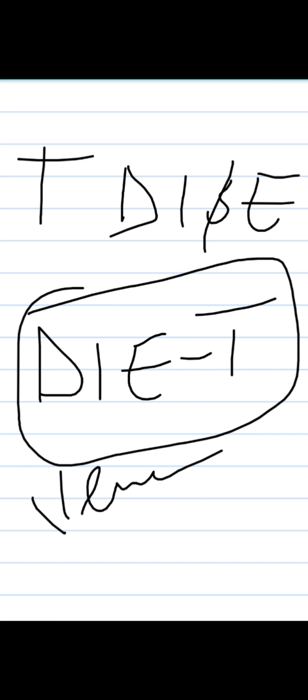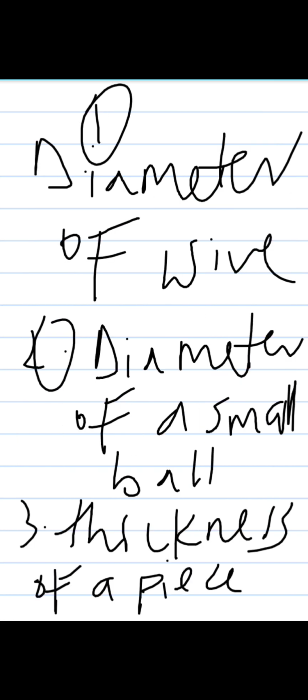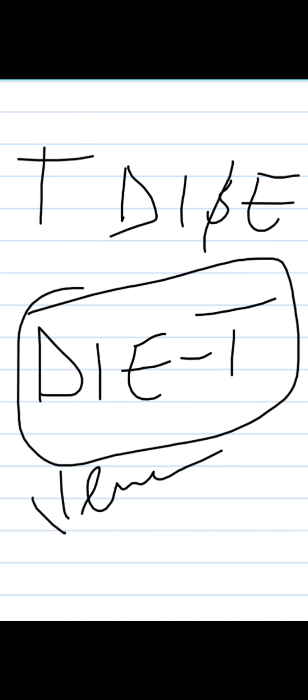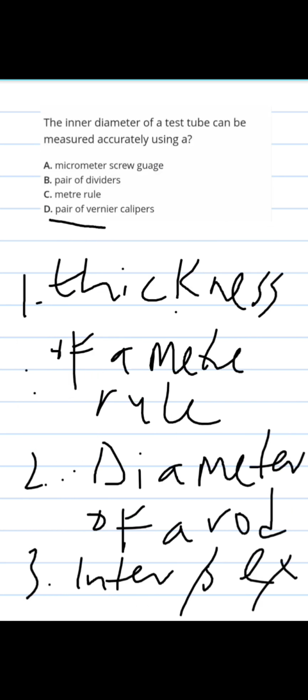So we already know that vernier caliper might be the answer. But let's take a look at the micrometer screw gauge. We said do. That's diameter of a wire, diameter of a small ball, and the thickness of a paper. So which one is now the correct answer? The correct answer is D, which is a pair of vernier calipers. Very, very good. I'm sure you got the answer too.